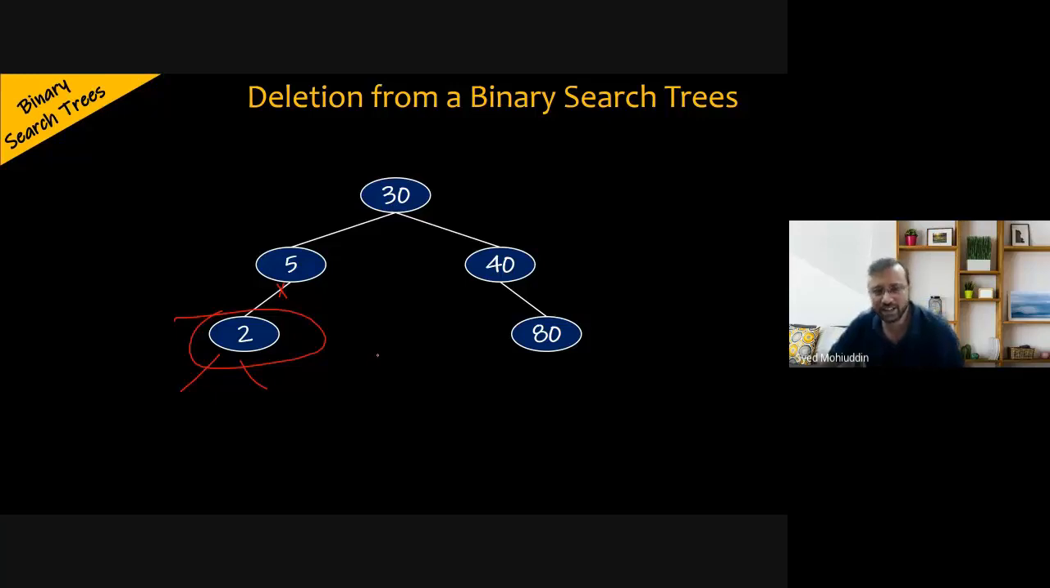The second case is that a node may have a left subtree or a right subtree. For example, in this case itself, node 5, if you take it, has only a left subtree. If you take node 40, it doesn't have a left subtree, but it has a right subtree. So the second case is trying to delete a node which has a left subtree or a right subtree. This is a complicated case.